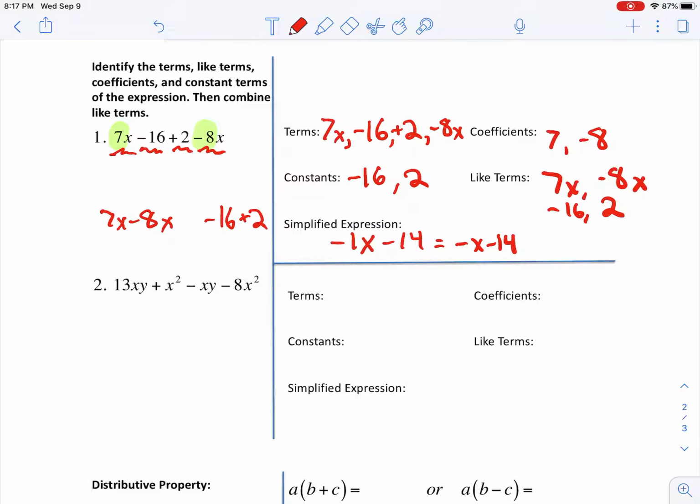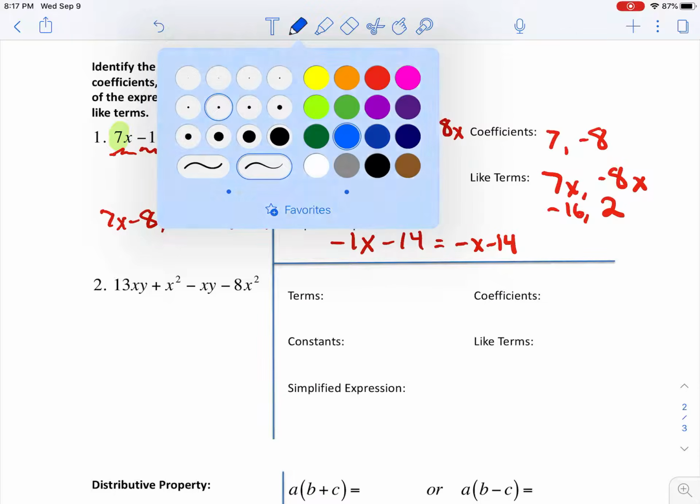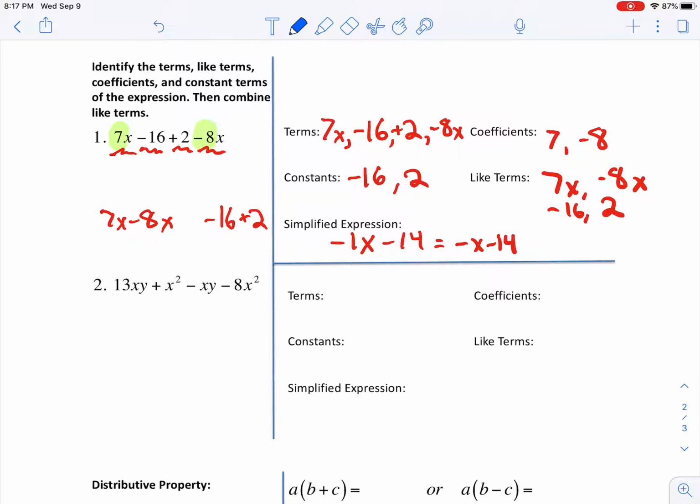Let's do another example. Change pen colors here. All right, so now we have 13xy plus x squared minus xy minus 8x squared. So again, I'm just going to put some squiggly lines down here to help me remember how I'm separating these. So then I can see every time there's a plus or minus sign, there's a new term. And this plus sign goes with the x squared. This negative right here goes with the xy.